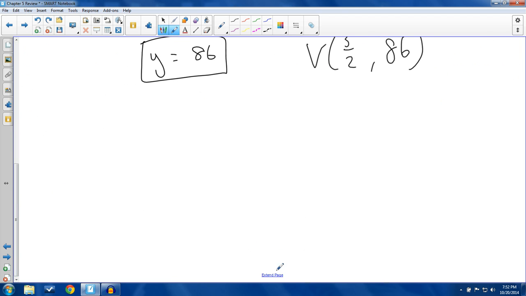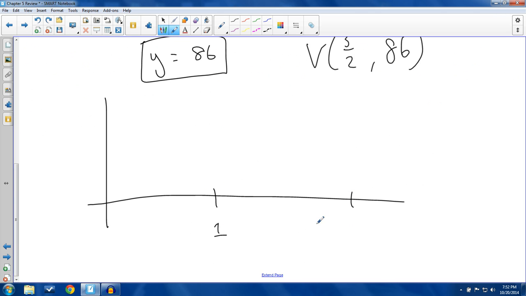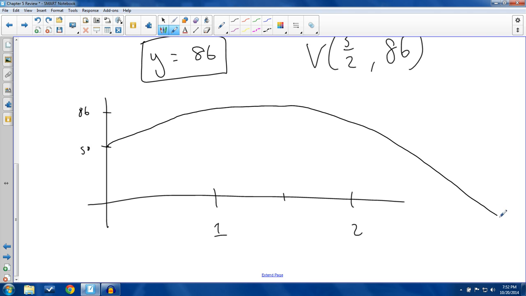So let's look at a really cheap graph of this. Here's a graph. Here's after 1 second, 2 seconds. Here's 1.5 seconds right there. Here's you at 50 feet. Here's 86 feet. You throw this ball, it goes up. Now remember, it's not going outward, but as time goes by, it reaches its peak, and it keeps going down, down, down, until eventually it hits the ground at some point as well.